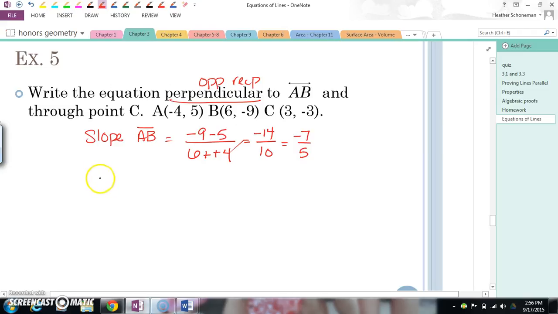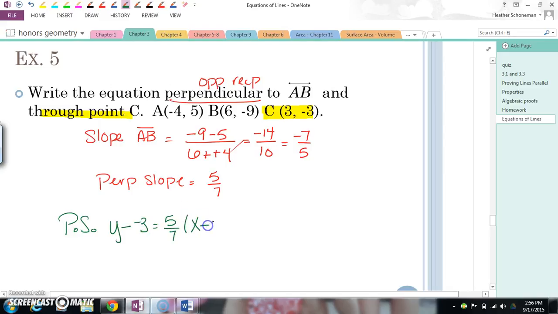But it's perpendicular, so we need to use the perpendicular slope, which would be positive 5/7. Now before we got to pick our point, but this time we can't because it says through point C. So our point that we have to use is point C. Now I'm not going to solve this whole problem, but let's just get it set up in point slope form. That would be y minus y1, which would be -3, equals your slope, which is 5/7, times x minus x1, which in this case would be +3. And then you can go from there.